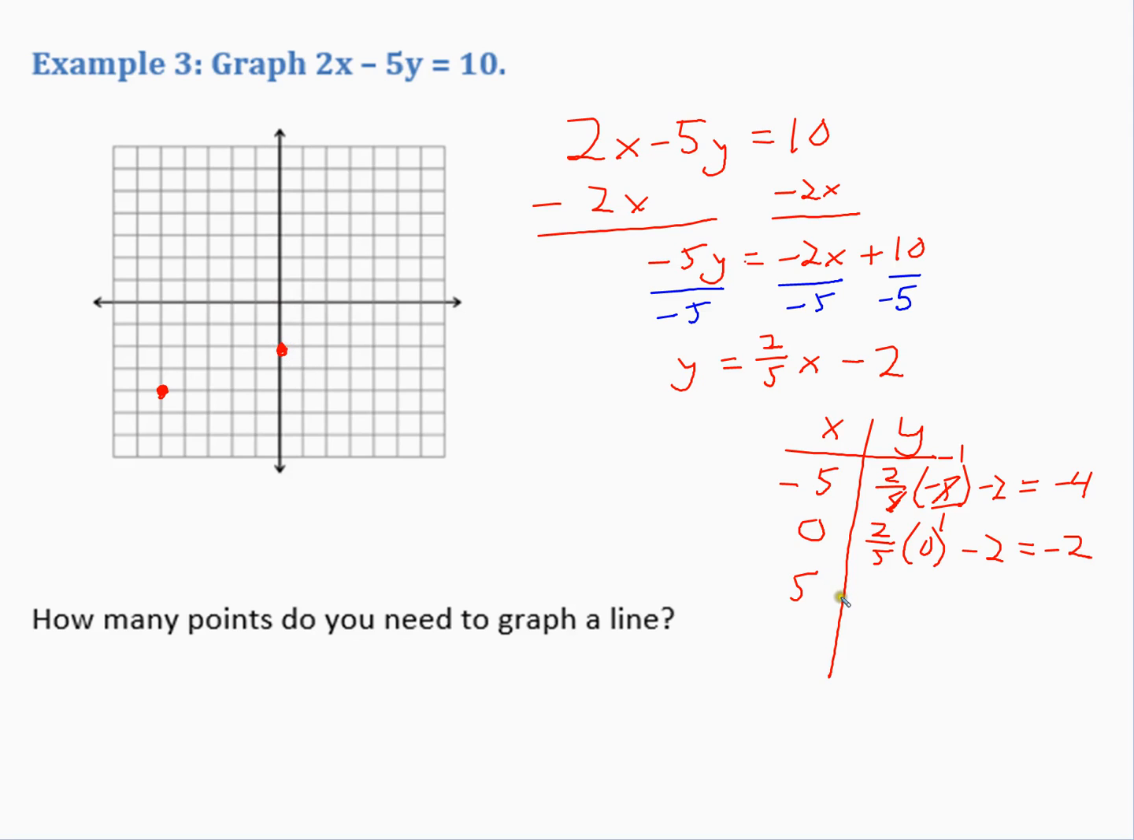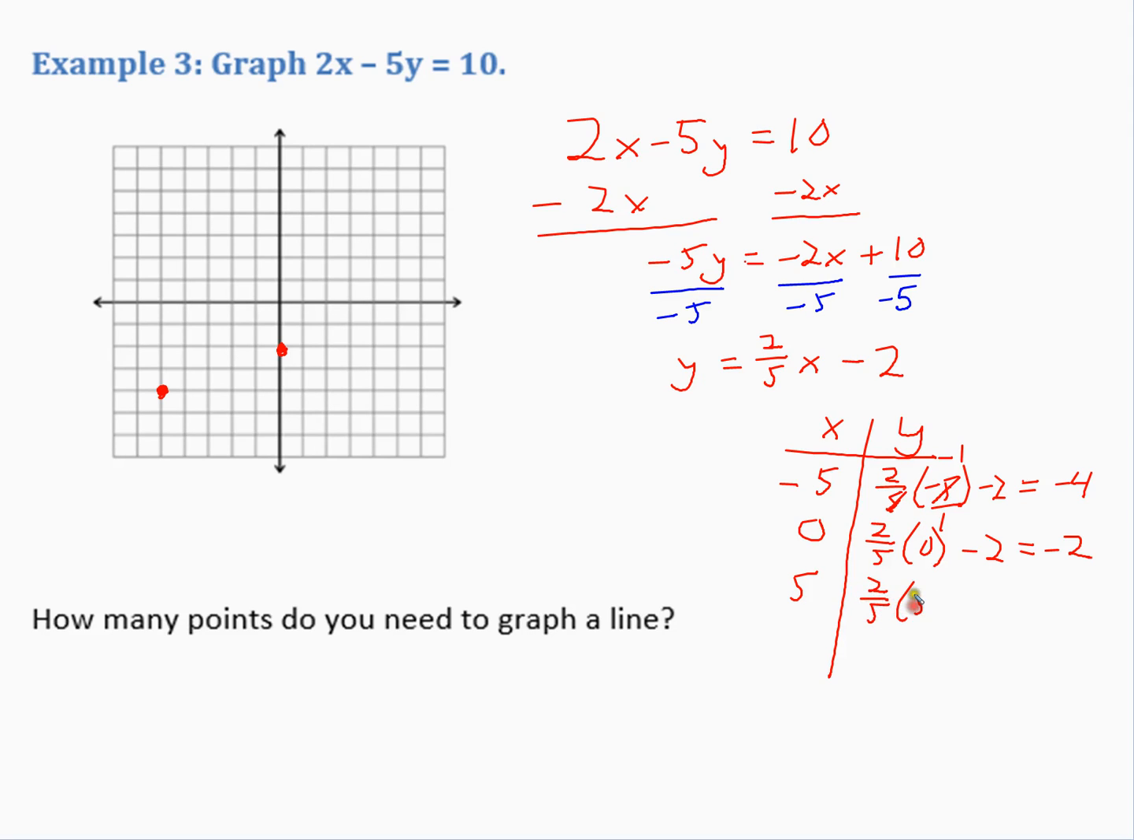And lastly, we'll put 5 in. Now, what I mentioned before, I'll come back to this, we really only need 2 points to graph a line. So we could graph that line. What we're doing with this third point is we're going to graph that. Hopefully it will lie right on that same line. If it doesn't, we made a mistake somewhere. We can go back and check.